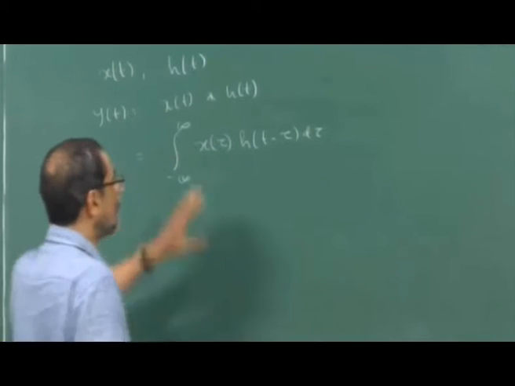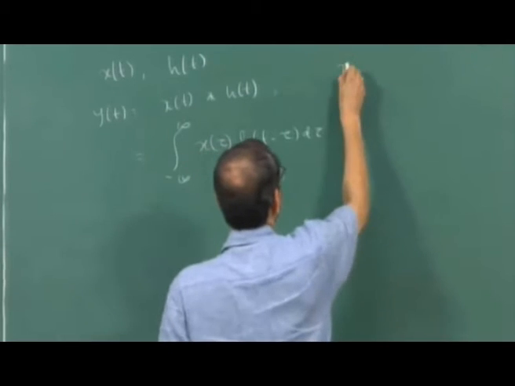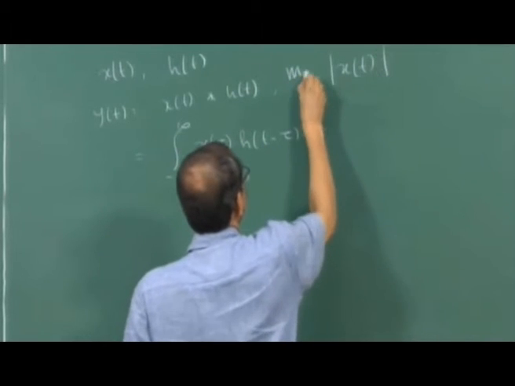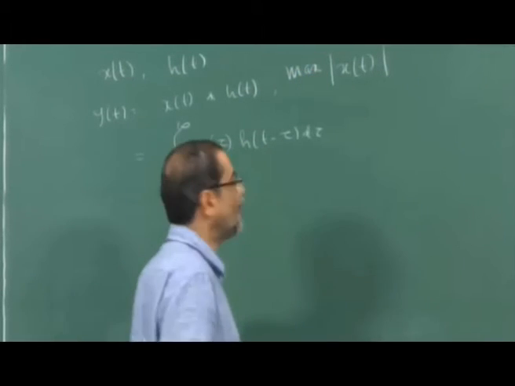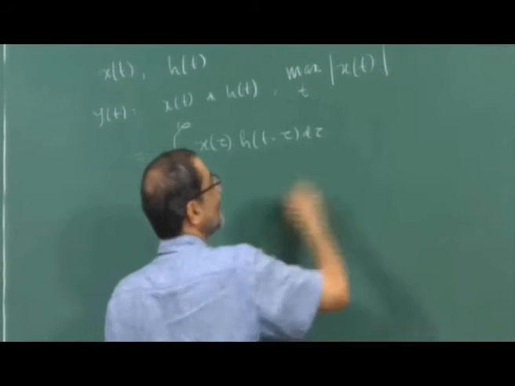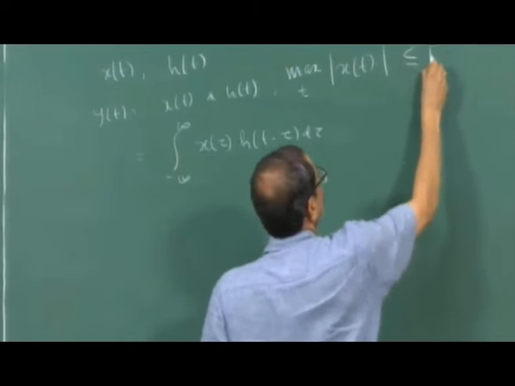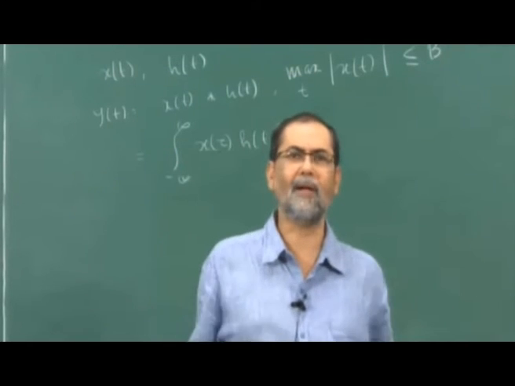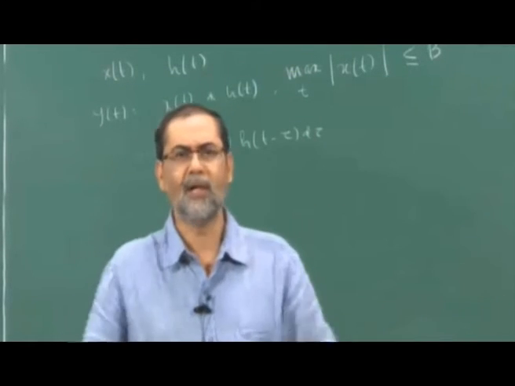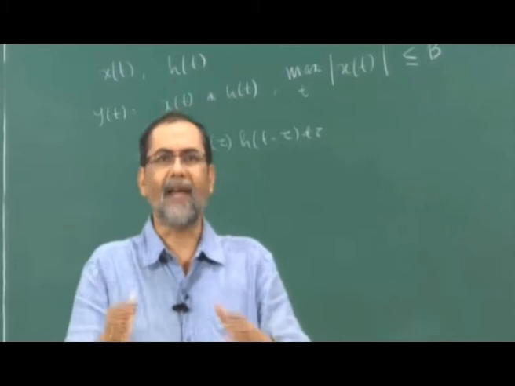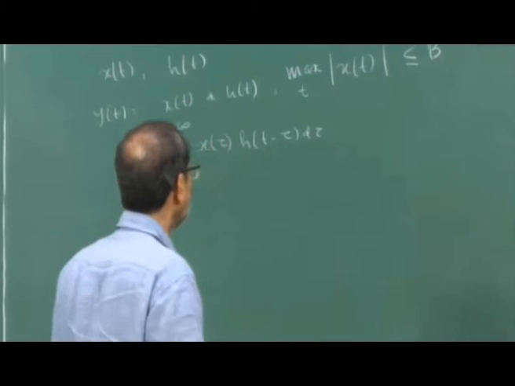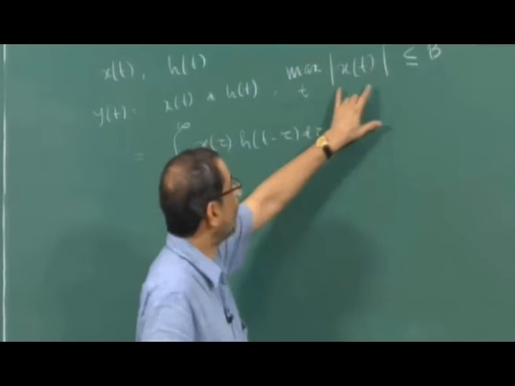I assume that the max absolute value of x of t for all times t is less than b. B is some limit; I'm not interested in its actual value. It could be 10,000, it could be 0.1. Its actual value is immaterial as long as it is a finite value. So I find the absolute value.